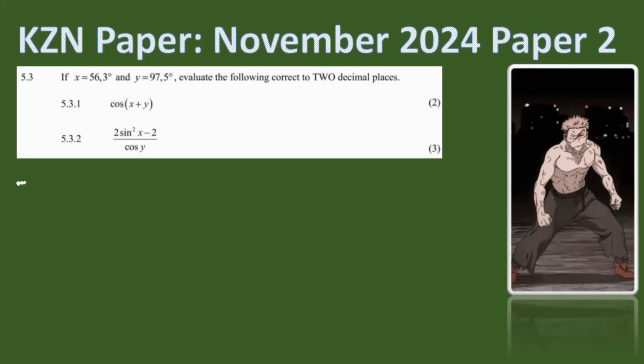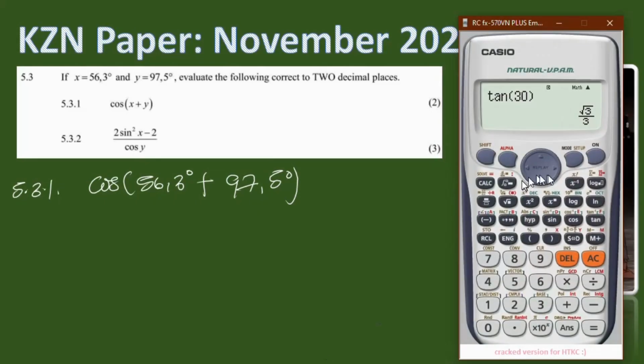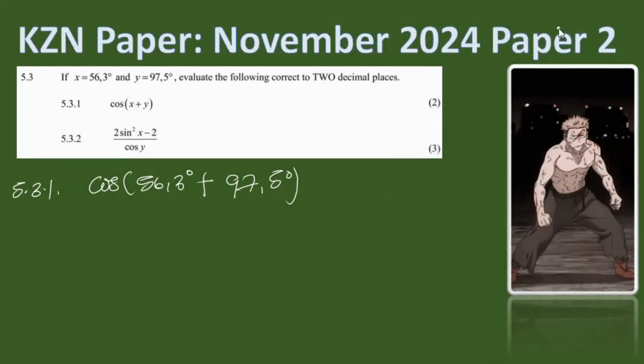What happens here? We have 5.3.1. This is cosine of x plus y. So you're going to say cosine of, what is x? X is 56.3 plus y is how much? 97.5 degrees. The same thing. I hope you paused the video and tried this on your own first before you proceeded to see the solution. 56.3 plus 97.5, close bracket. That is negative 0.90. I hope you know how to round off. Negative 0.90. Okay, let's put that on.